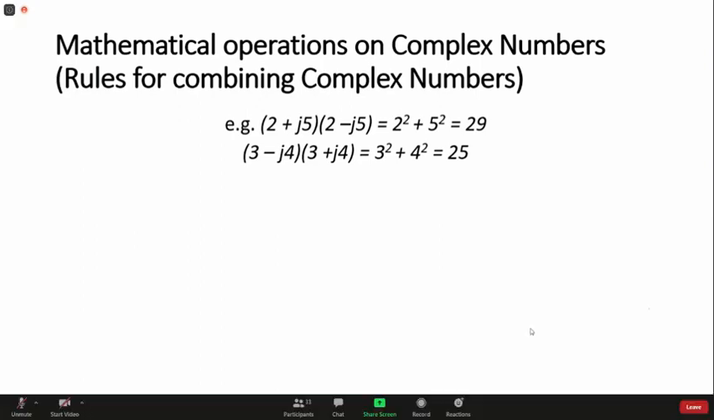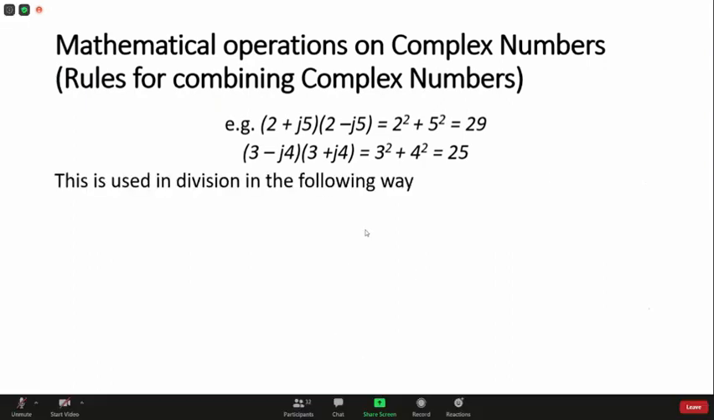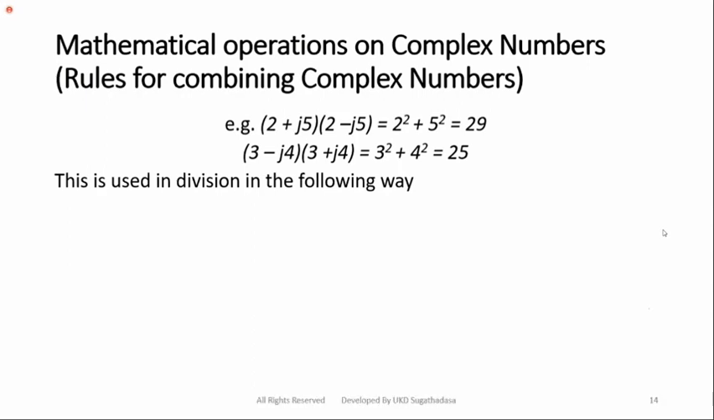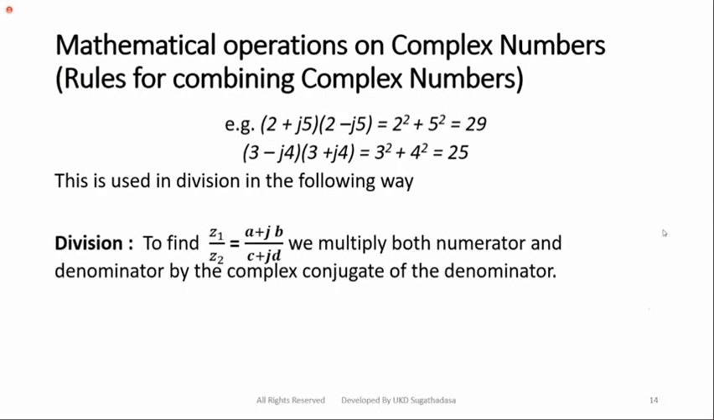3 minus j4, 3 plus j4. What is the answer? 3 squared plus 4 squared. That is 25. This rule is used in division in the following way. So this has been used here for the division of complex numbers.